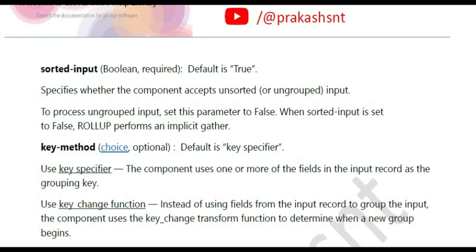So now first we will discuss the sorted input parameter. This parameter checks whether the records are sorted or not. If your input record is sorted, then you can give the value as true, because the default value is true, or if your input record is unsorted, then you can give false.